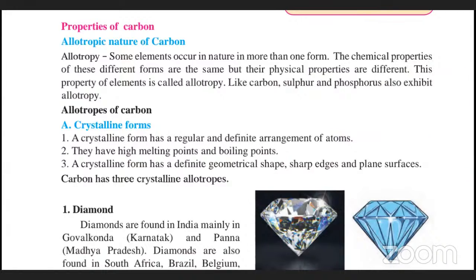Diamond is the hardest natural substance available. Coal is made up of carbon, and diamond is also made up of carbon. So one element is able to exist in different types of forms. This is known as allotropes, and this phenomenon is known as allotropy.